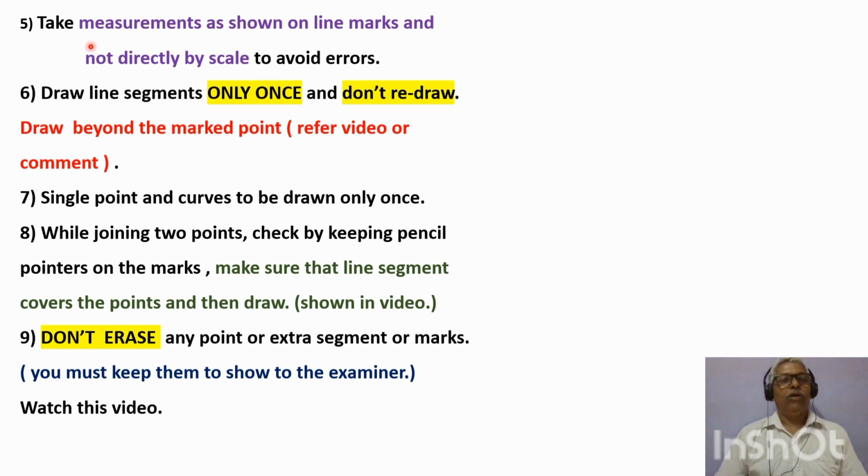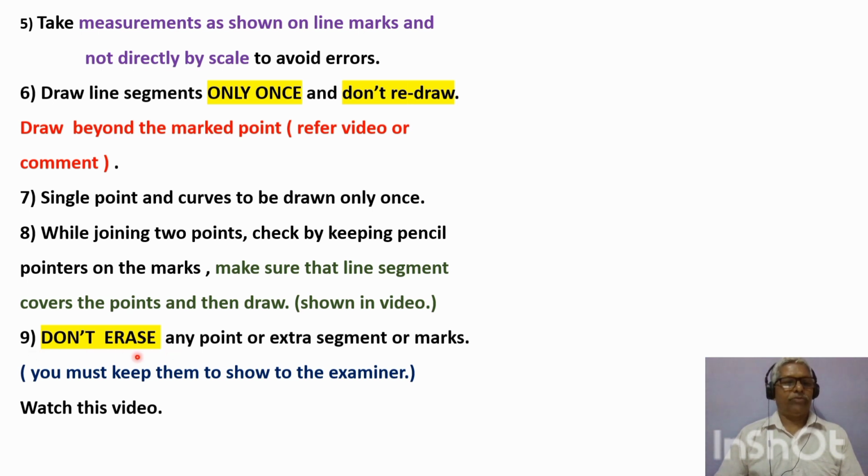I have followed all these rules in my video. We are not supposed to break any rule. The rules which are made by us for the construction are okay, but there are some rules which we cannot break. So this one is single points and curves to be drawn only once. This is not by the mathematicians. While joining two points, check by keeping pencil pointers on the marks, to make sure that the line segment covers the point, and then draw, as shown in the video. This is very important again.